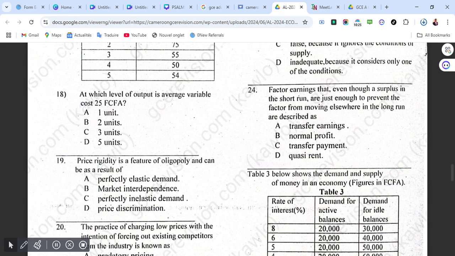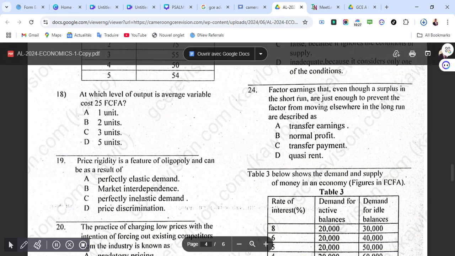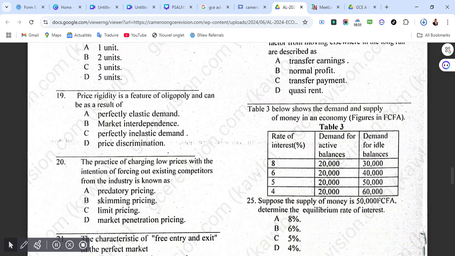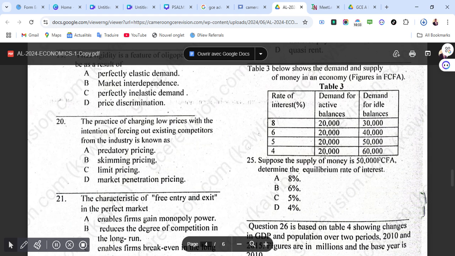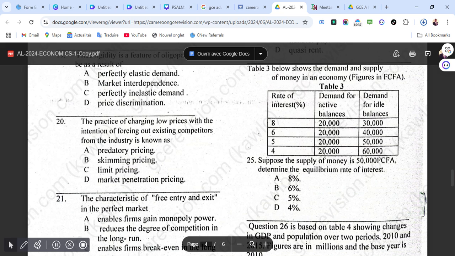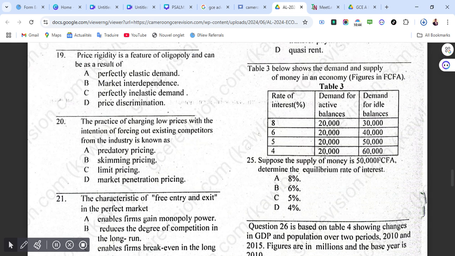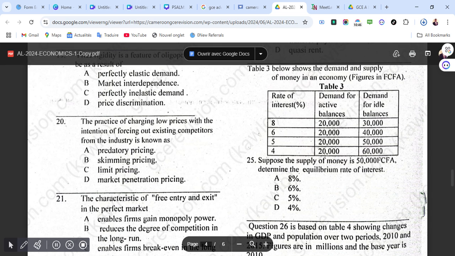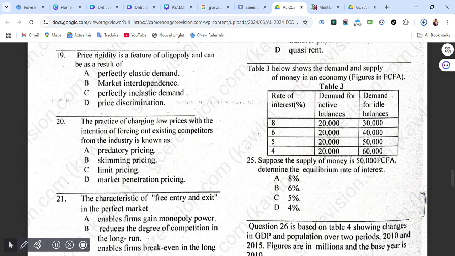Table 3 below shows the demand and supply of money in an economy. So you can look at the table here. It says, suppose the supply of money is 50,000 francs. Determine the equilibrium rate of interest. The correct answer for this is B, which is 6%. This is it here, 6%.